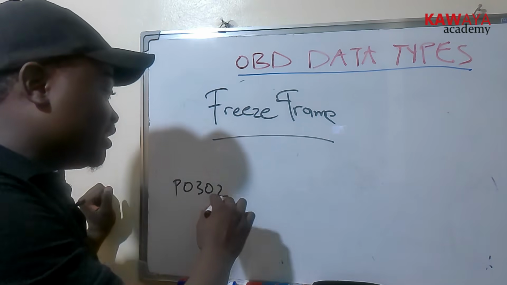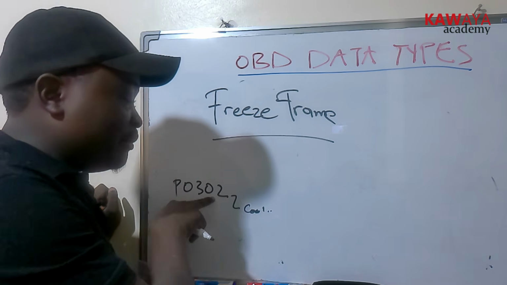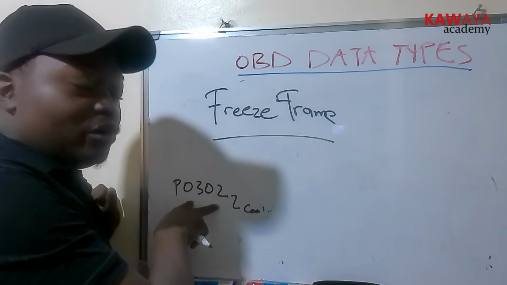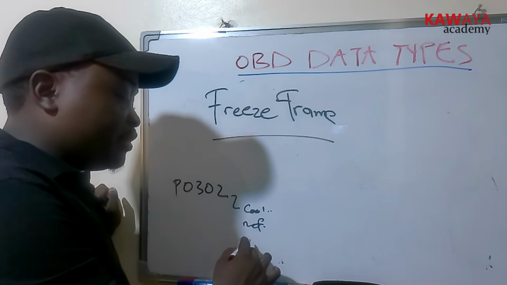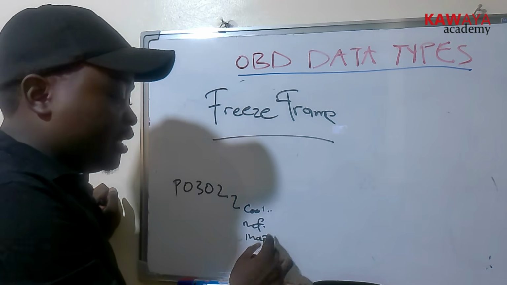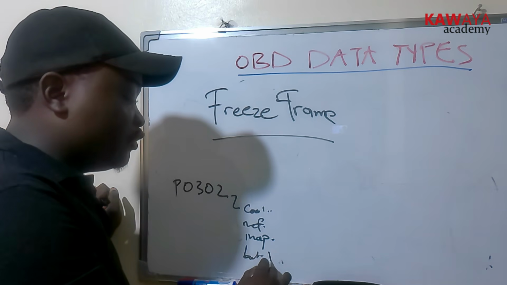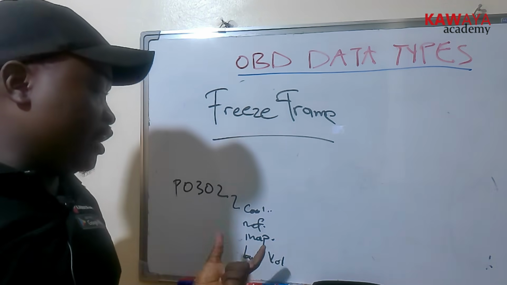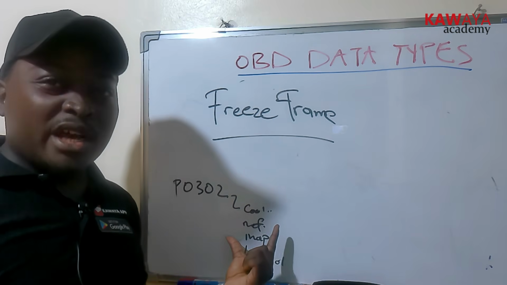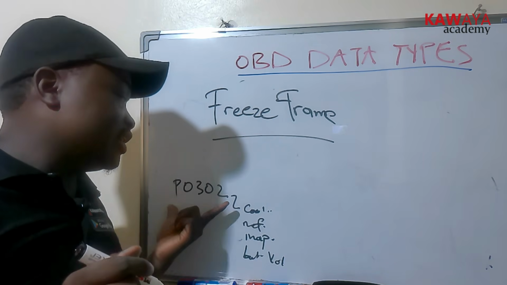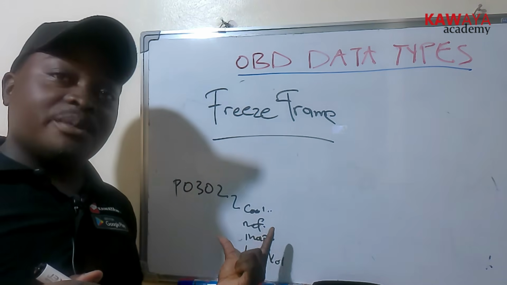For example, it may capture the coolant temperature at the time this code was got. It may capture the MAF readings, you know. It may capture the MAP readings. It may capture the battery voltage and so on. So now, if it captures this data that was present at the time this code was developed, this is what we call the freeze frame data.